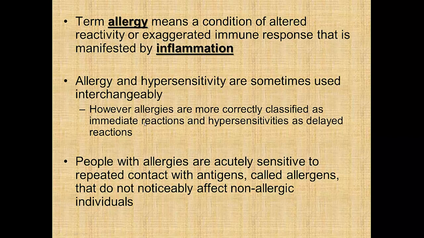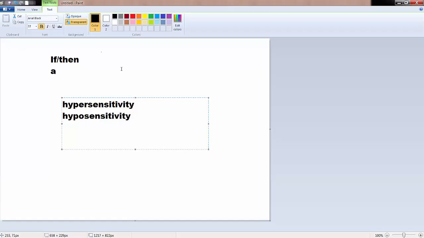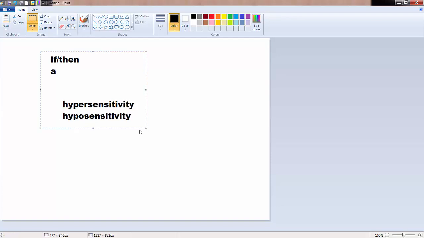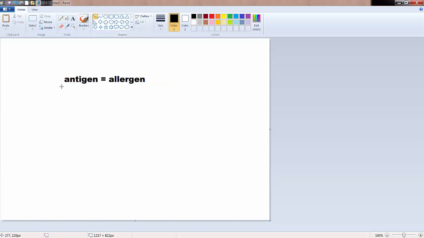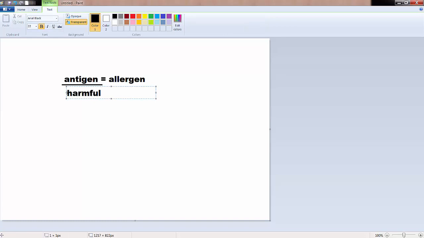The idea here is that anybody who's experiencing these allergies, these allergic symptoms, are hypersensitive to things called allergens. And really, an allergen is synonymous with an antigen. So I want you to think of an allergen as more or less the same thing as an antigen. The difference is an antigen is theoretically something that would be considered harmful, whereas an allergen would really, in most cases, be considered non-harmful.